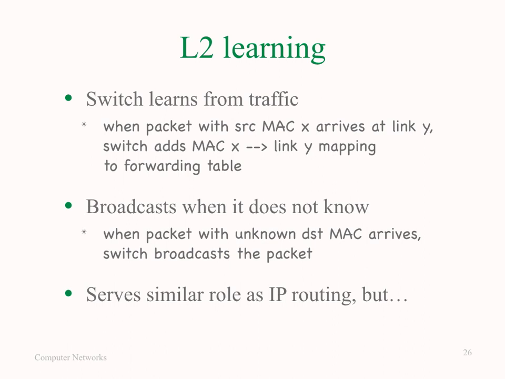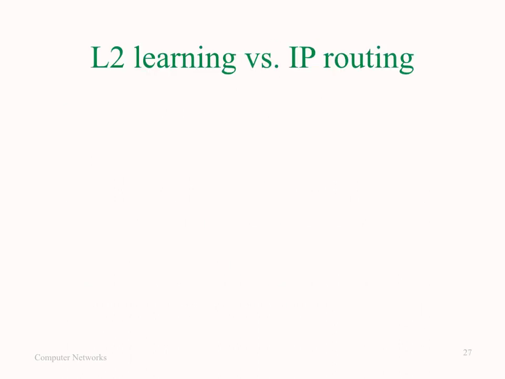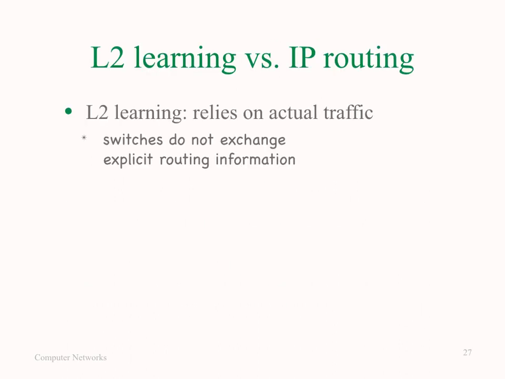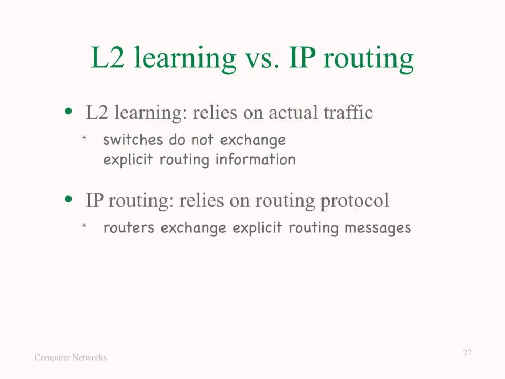It serves a similar role as IP routing, but there are also differences. L2 learning relies on actual traffic, so the switches do not exchange explicit routing information. In contrast, IP routing relies on a routing protocol, so routers exchange explicit routing messages.